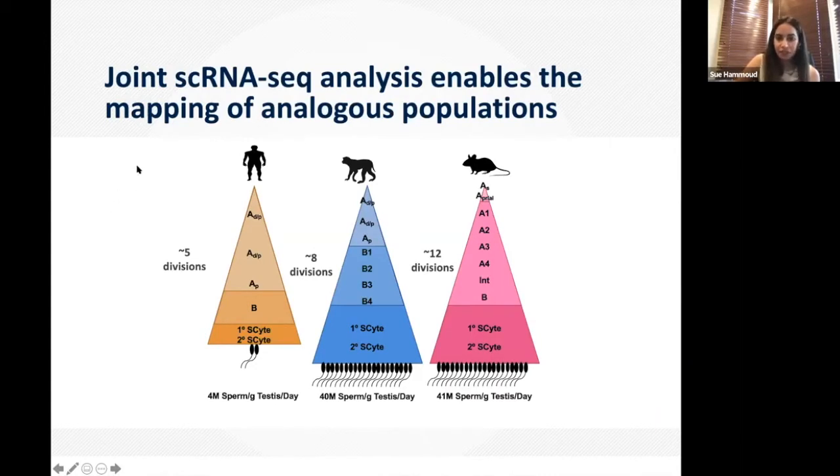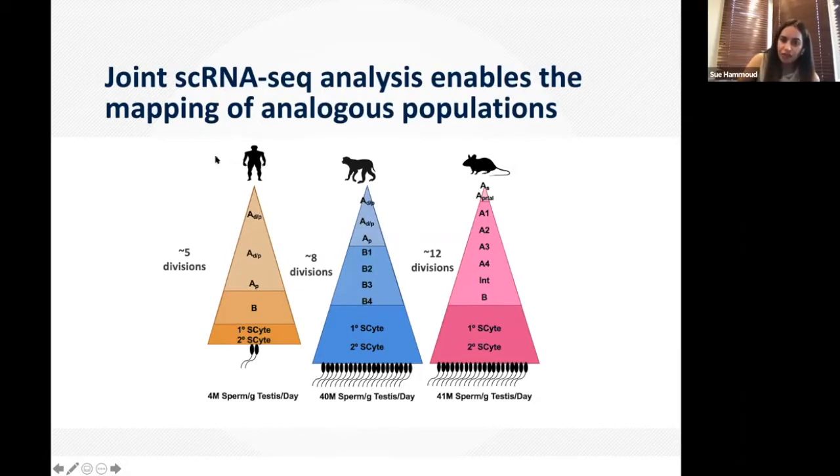So in order to get a deeper dive into the transcriptional variations that are occurring across the germ cell differentiation trajectory, we wanted to combine the three individual species that we've analyzed onto a single scale in order to directly compare molecularly equivalent, or homologous, populations across species.